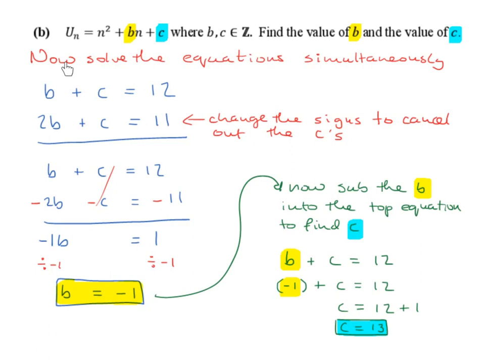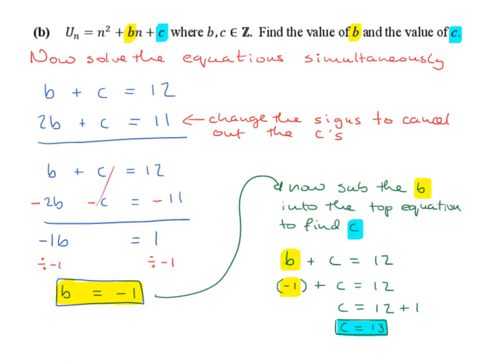So now we want to solve the equations simultaneously. So we have b plus c is equal to 12. That was our first equation. And then 2b plus c is equal to 11. That was our second equation. And we want to solve, which means we want to find the b and find the c, get them on their own. So at the moment we have b plus 2b, which would give us 3b. And we have c plus c, which would give us 2c.